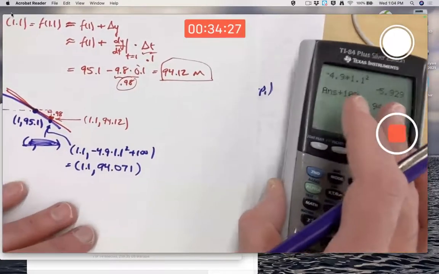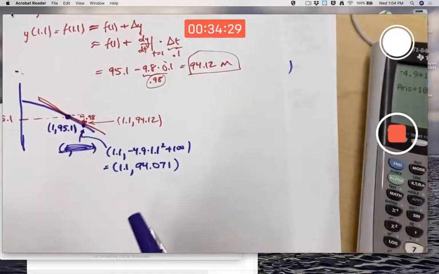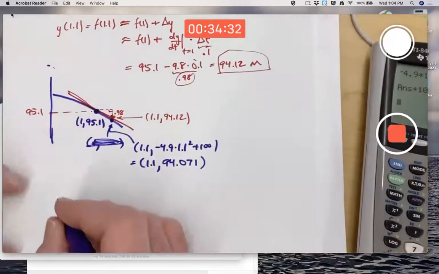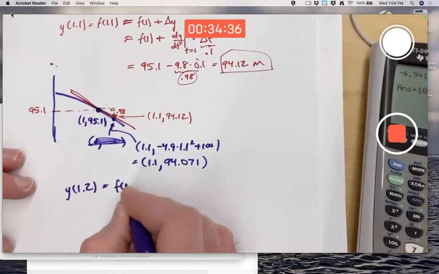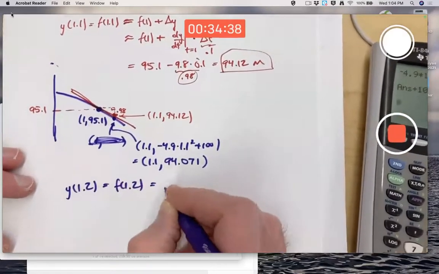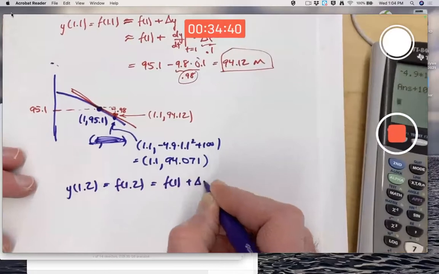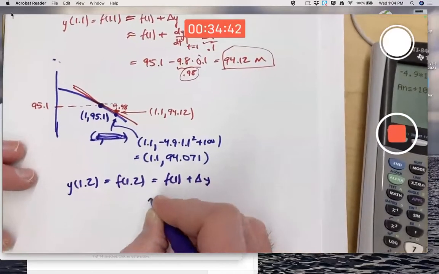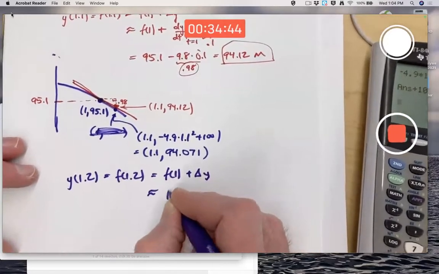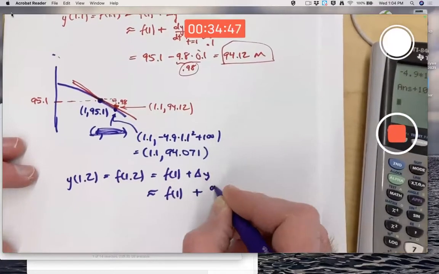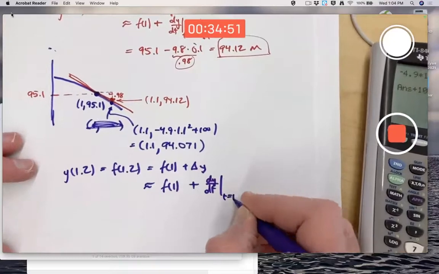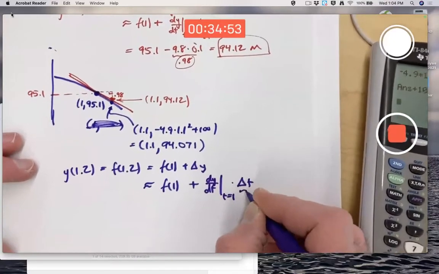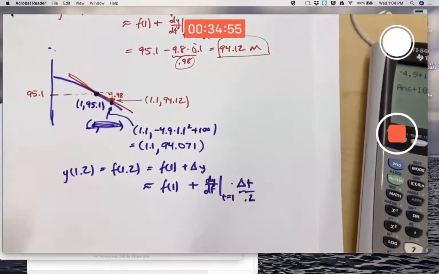I could also try approximating the position at time 1.2. What's the height at time 1.2? That's f of 1.2, f of 1 plus delta y. I could do a linear approximation there. I could do f of 1 plus the derivative, dy dt, evaluated at t equals 1 times delta t again. But now delta t is going to be 0.2, not 0.1.